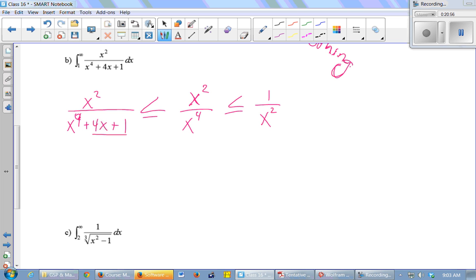And then it would be less than or equal to 1 over x squared. I know it's weird to write a less than or equal to, but it is true, right? It's less than or equal to, because they are equal. I just like to write a chain of inequalities. All right, now the 1 over x squared I know converges, right? So I now know that my function is smaller than a convergent function, so it has to also converge.